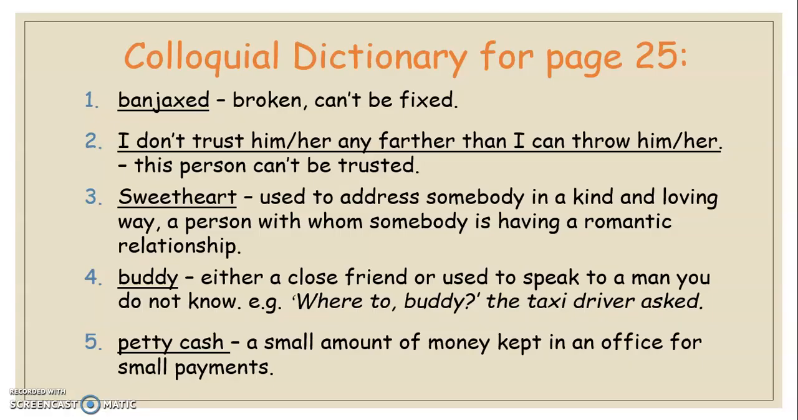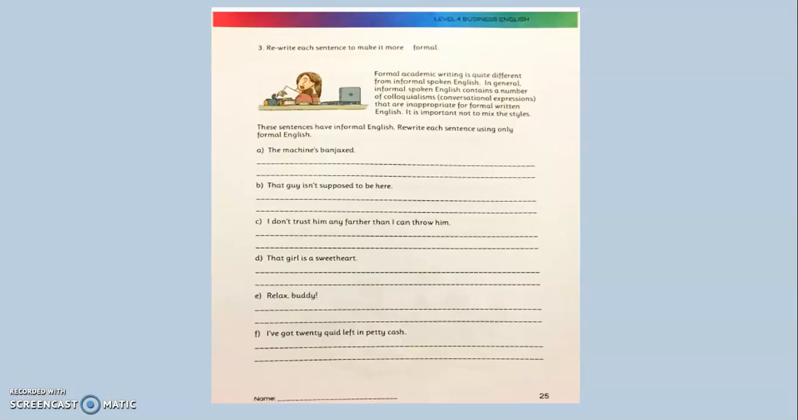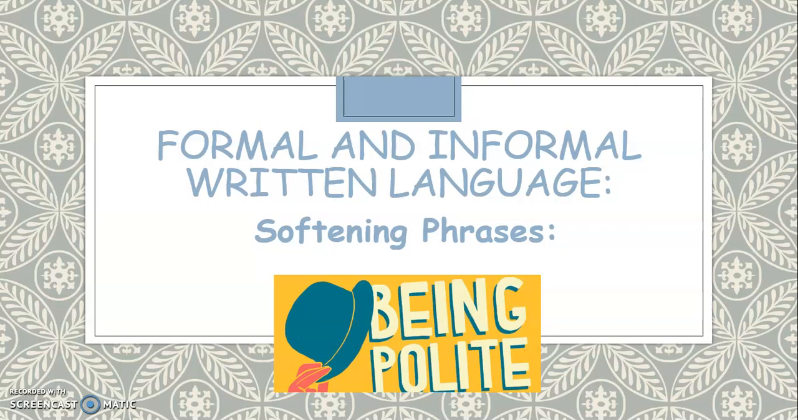Now, there might be some words on the worksheet that we don't know, so this is our colloquial dictionary for page 25. So you can pause the video here while you complete page 25, writing the informal sentences in formal English. But I am just going to move on. So guys, the next thing that we're going to do is formal and informal written language.